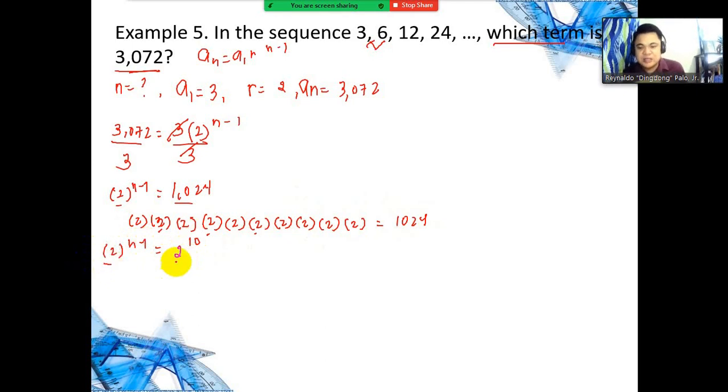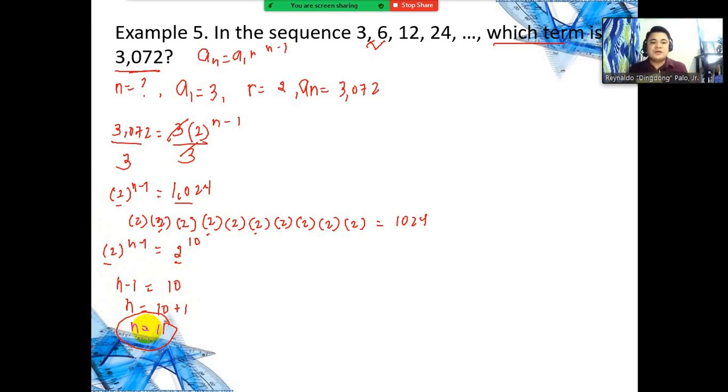As you can see, the bases are equal. So we can now simplify this n minus 1, just remove the bases and use the exponents. n minus 1 equals 10, and therefore, by the addition property of equality, the opposite of negative 1 is 1, so the answer is 11. Which term is 3,072? It's the 11th term of the sequence.